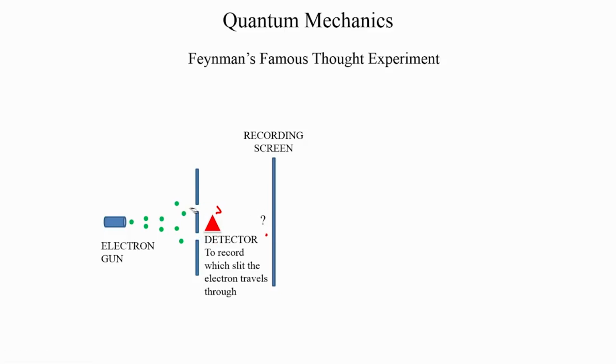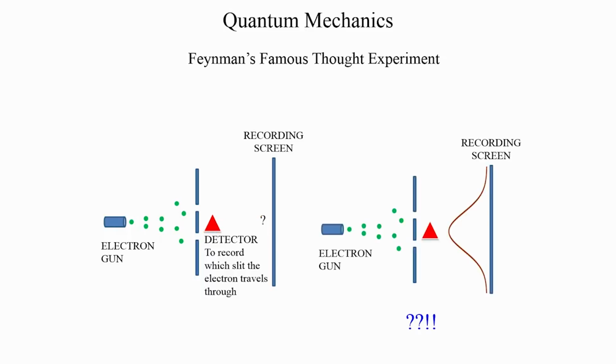So let us say we keep the experimental setup the same, the recording screen is the same, the position of the slits is the same, the electron gun is the same, and the only difference is the appearance of this detector. So what kind of pattern do we think the electrons will create on the recording screen? When we run the experiment, we have a very surprising result.